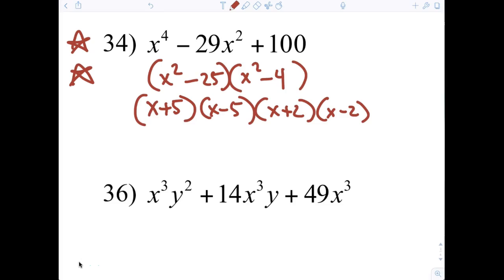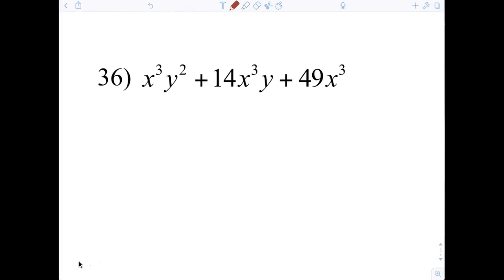All right, let's take a look at 36. What's common here? x cubed. Common x cubed. All right, that's probably for you, Madeline, right?